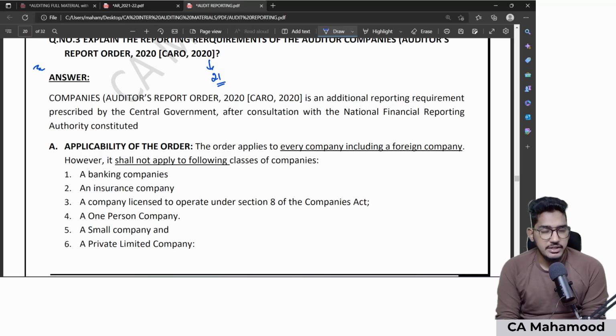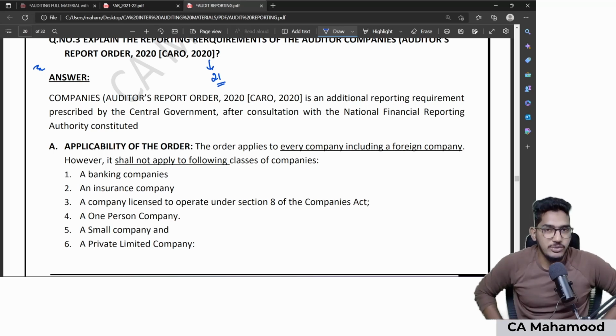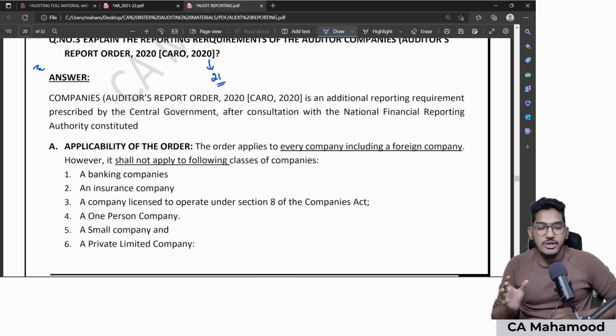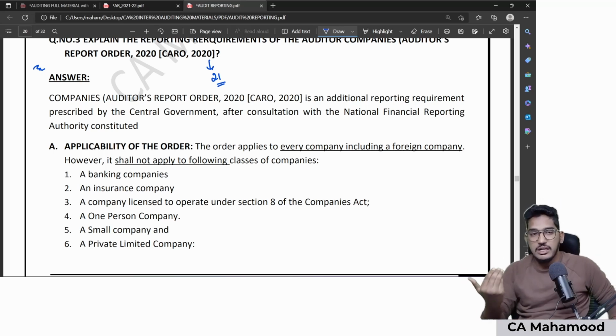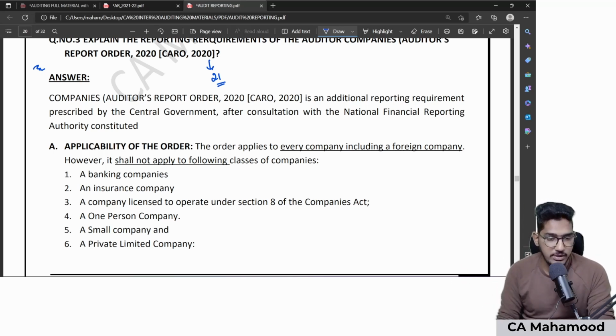Listen, this applicability itself is so important that even in the recent examination, if you observe, there was a question regarding applicability only. So such an important concept is this applicability-related matter. We will spend enough time understanding and revising CARO applicability, and then we will spend a significant amount of time on revising the reporting requirements. So first we will talk about applicability.